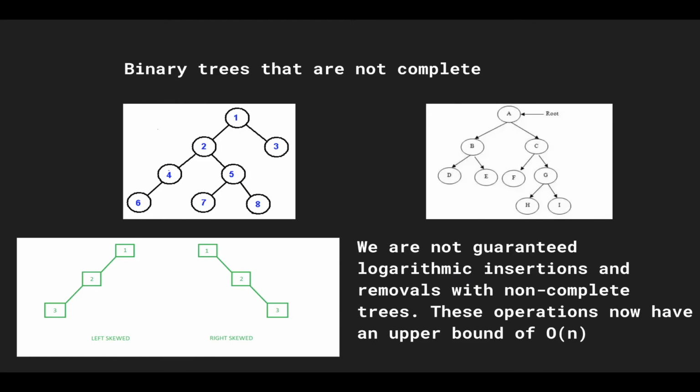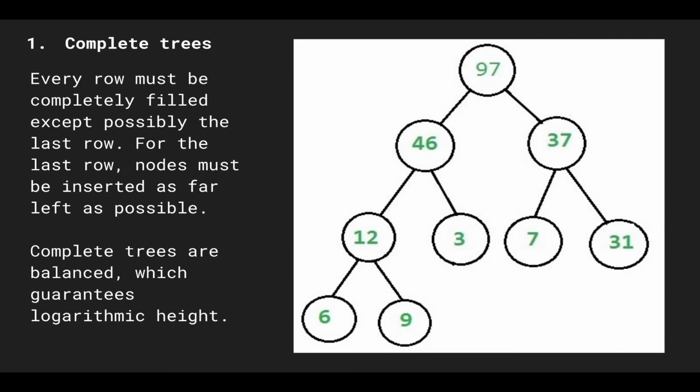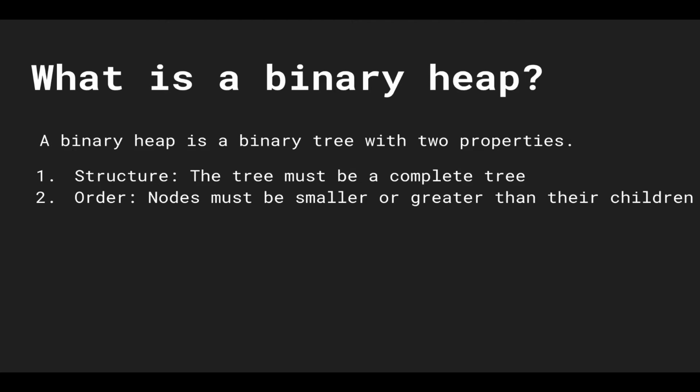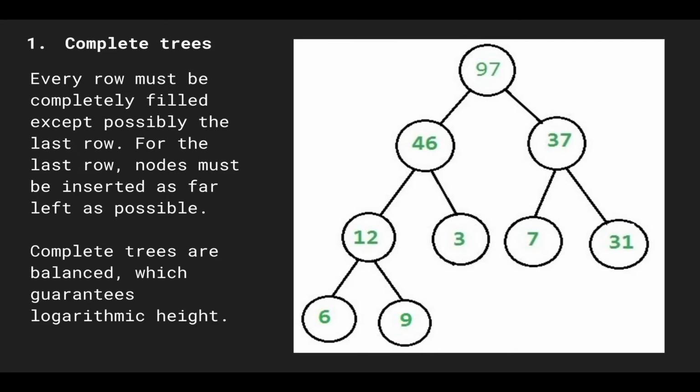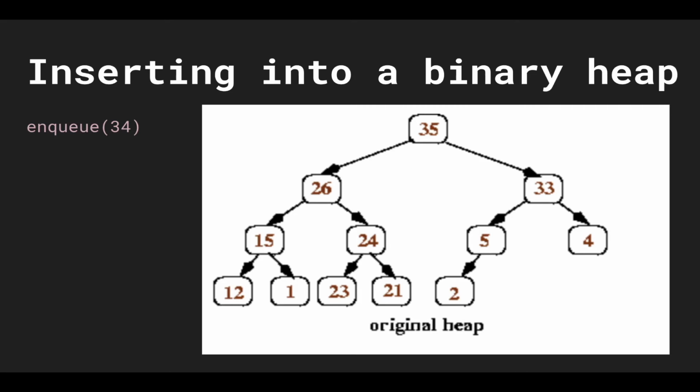So because we have these two properties, the structural property such that all trees are complete binary trees, and the order property that every node is smaller or greater than all of its children, we can now insert and remove from the binary heap in logarithmic time. So now let's look into the enqueue and dequeue operations, inserting and removing from our binary heap.